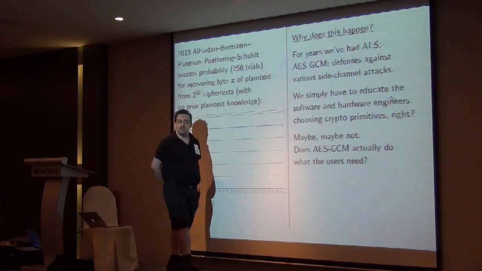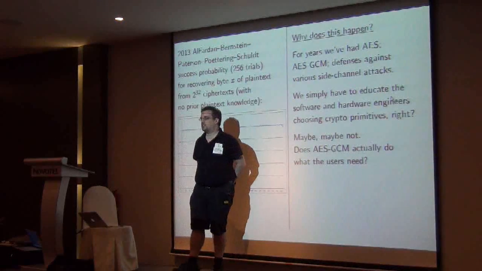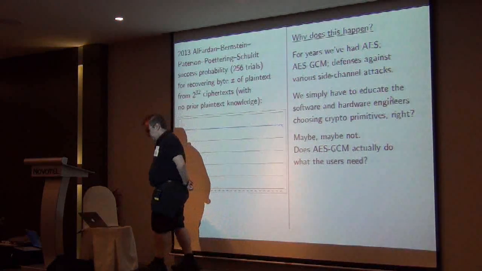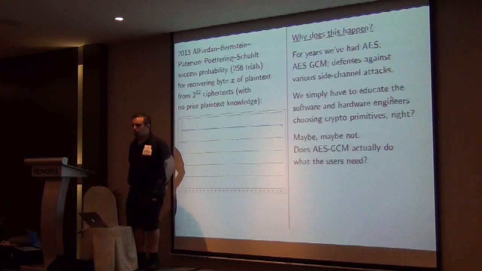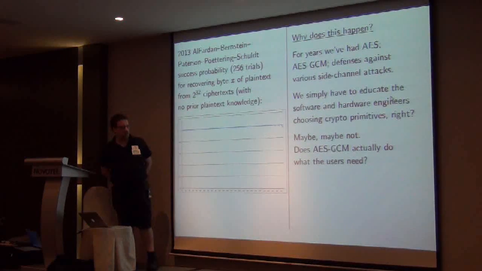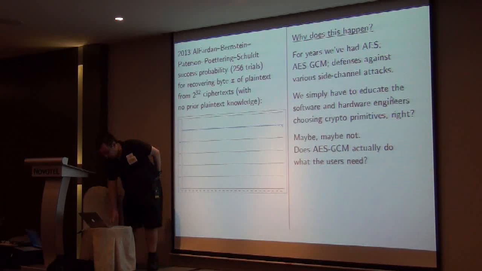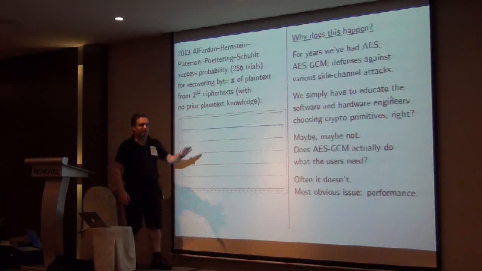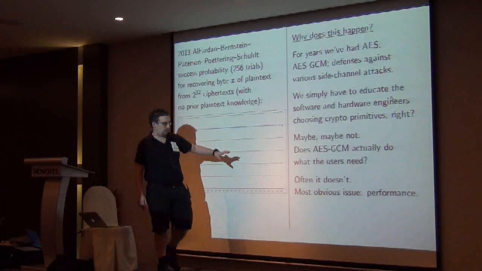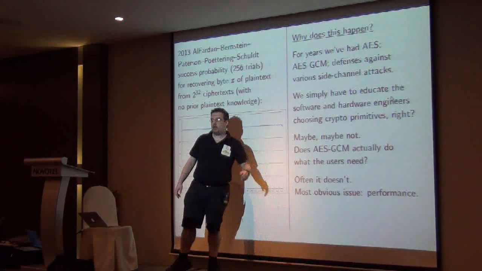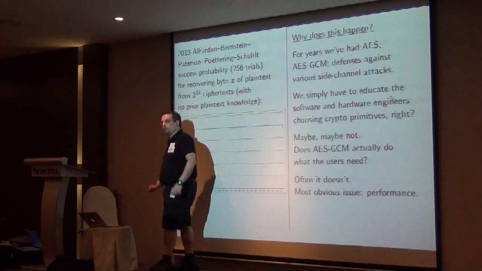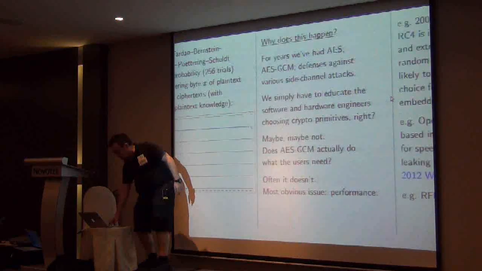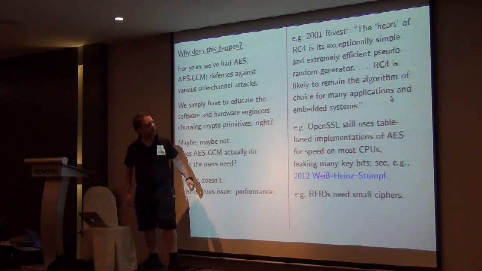Except maybe AES GCM is not actually what they need. Maybe AES GCM is kind of meeting some of the user requirements, but not meeting others. And the most obvious requirement that it's not meeting, especially with side channel protection, but sometimes even without, is performance. The users have some performance requirements. Here I'll quote some random examples.